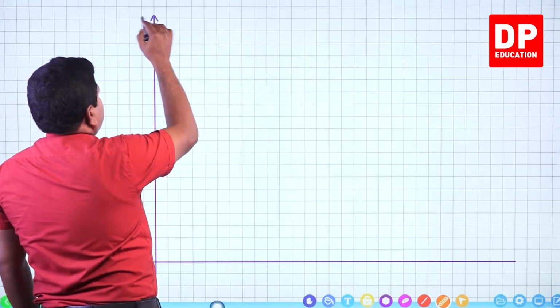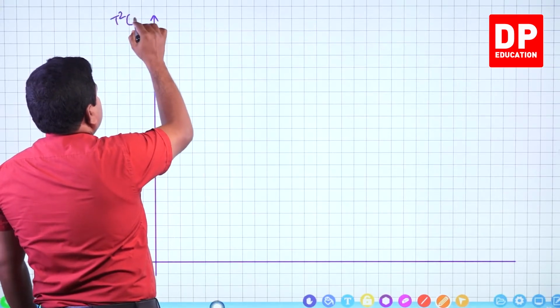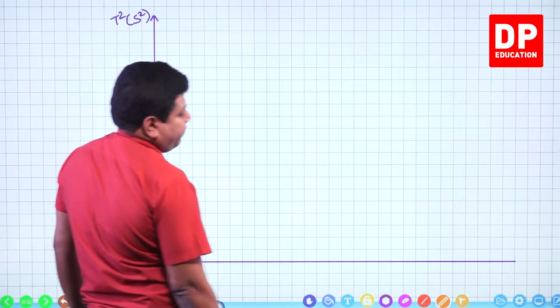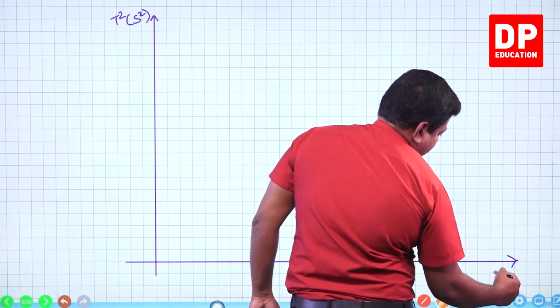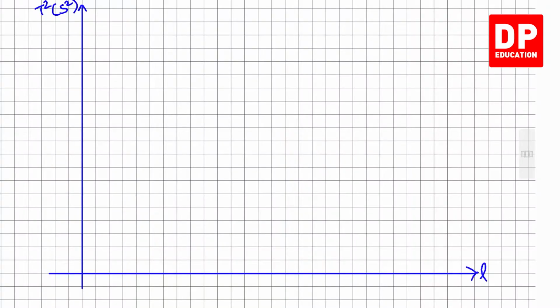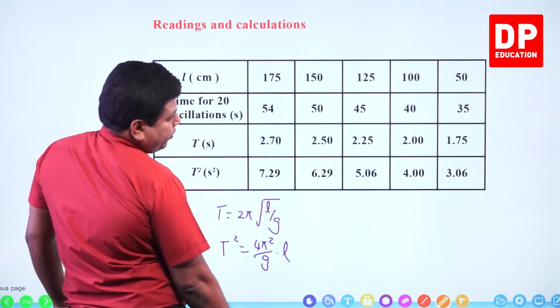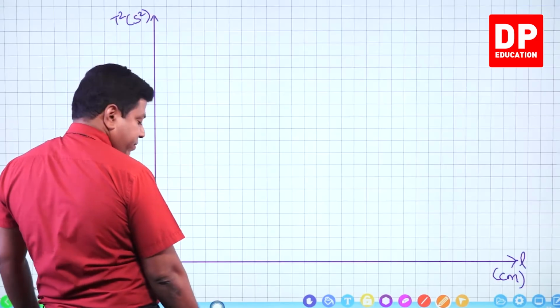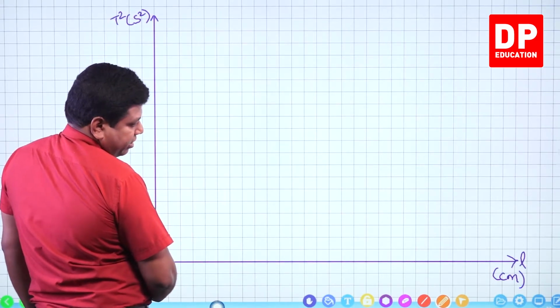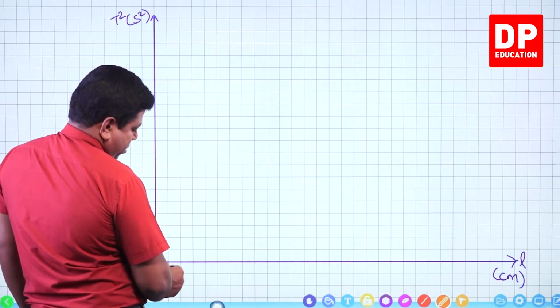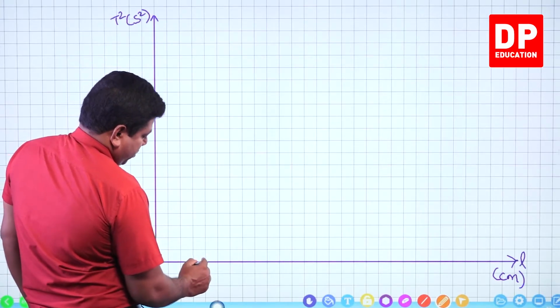This is going to be T squared, in seconds squared. This is L in centimeters. L you need up to 175. So let's say we'll put 25 here.